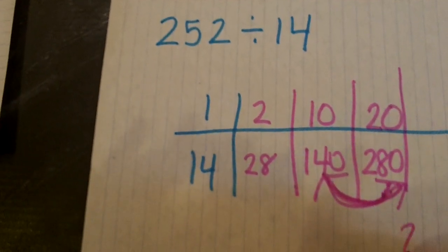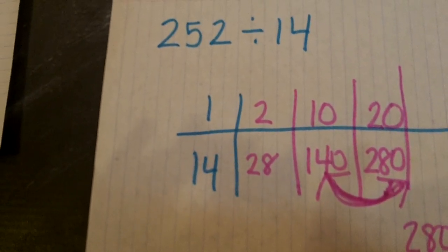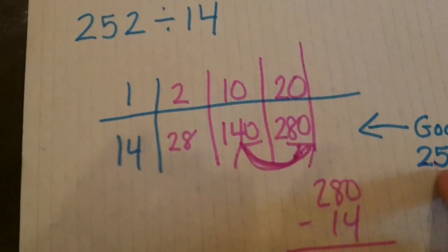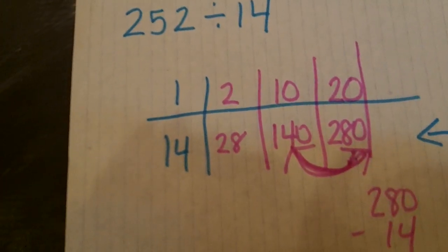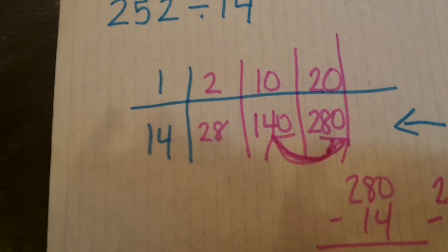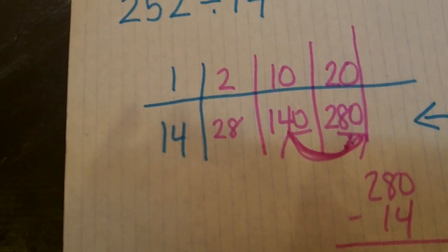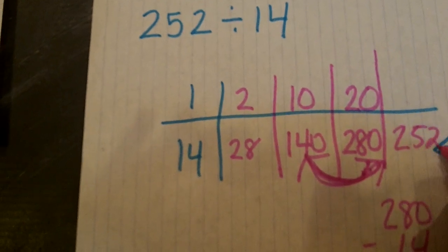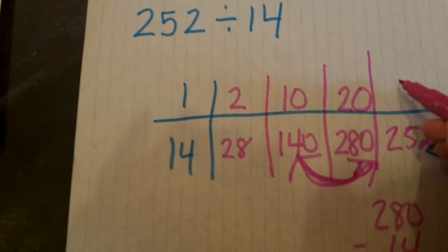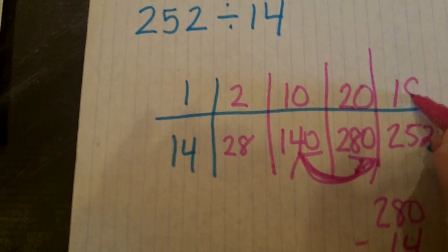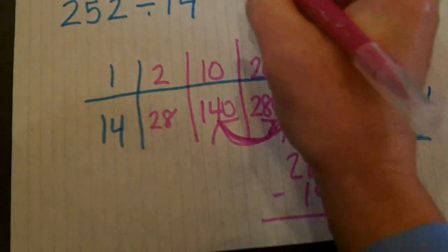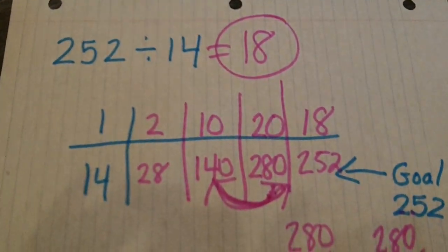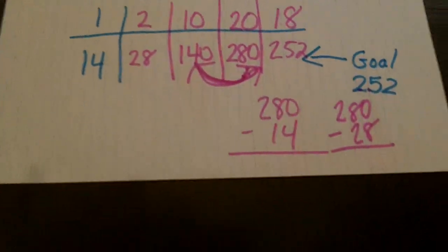So if I do 280 minus 14, I'm still not going to get to that quotient. But let's say if I do 280 minus 28, now I'm going to get to my goal. So my answer would be 18. So I would get a quotient of 18 or an answer of 18.